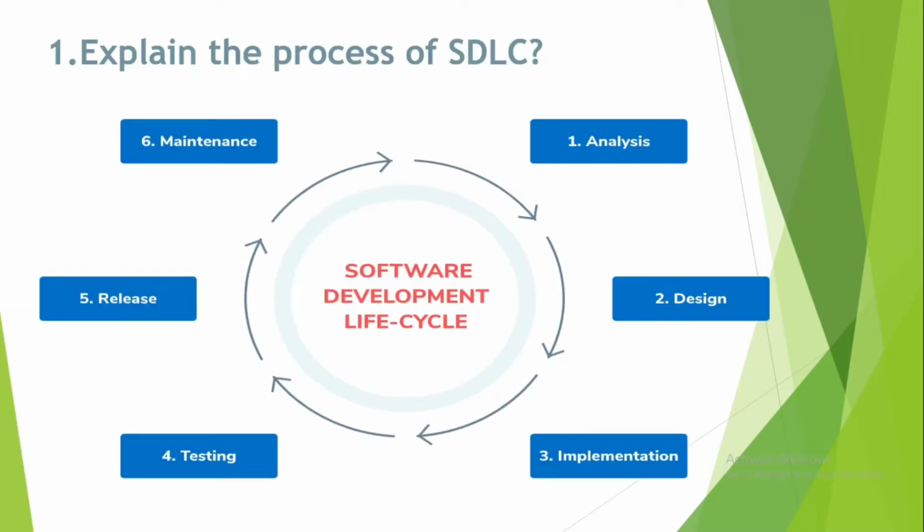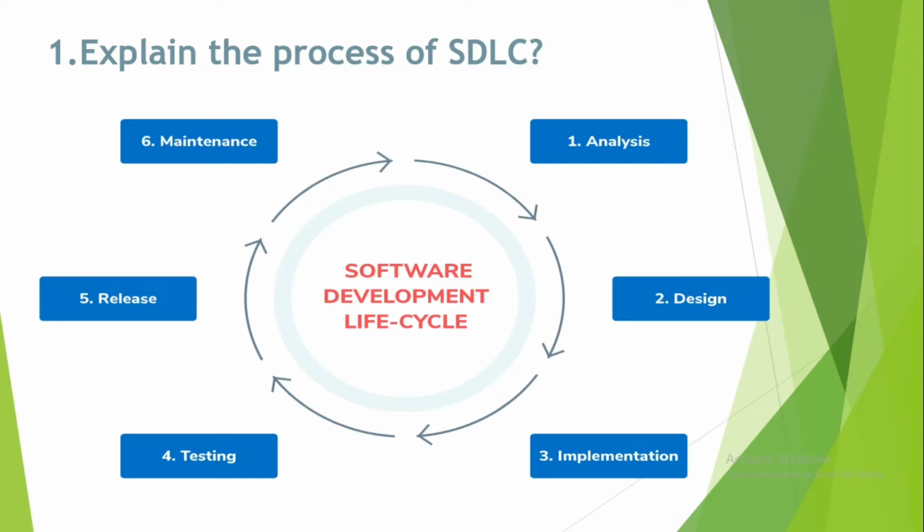So first question is explain the process of SDLC. This is the most commonly asked question in Infosys Interview 2021. SDLC stands for Software Development Life Cycle. There are 6 steps involved in SDLC. First one is analysis. In the analysis step, we gather the requirement or data from the customer, like what is the requirement of the customer and what is the expectation of the customer from their product.